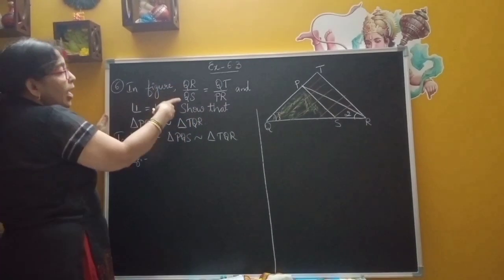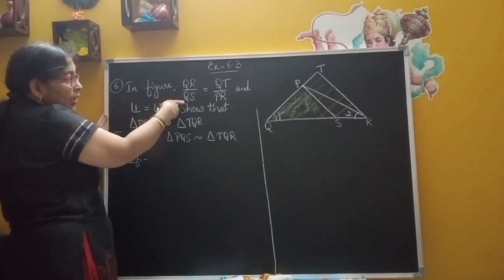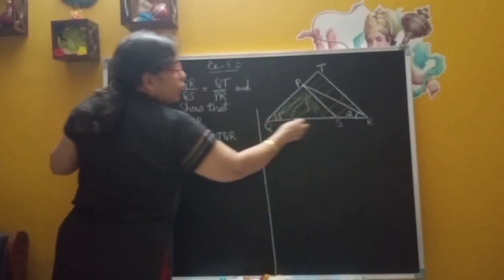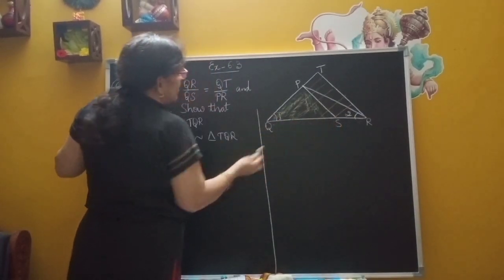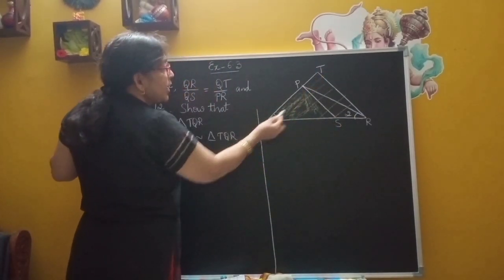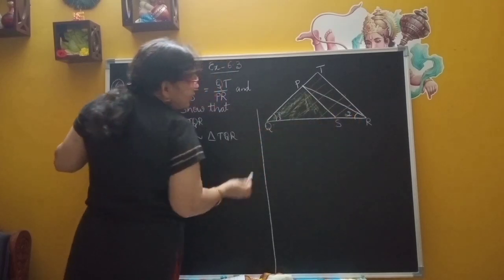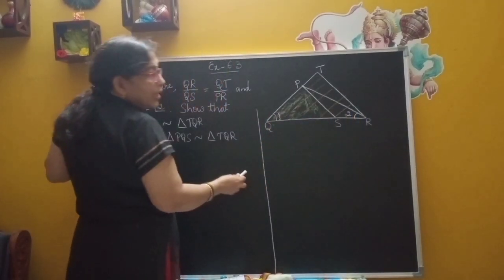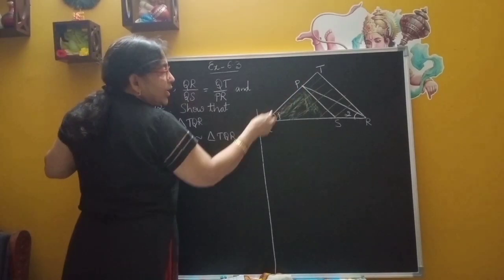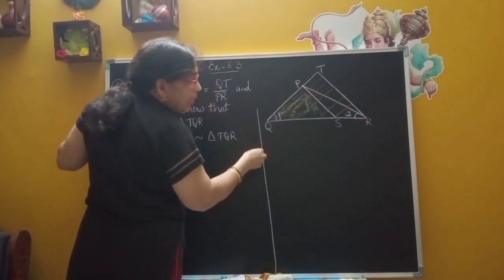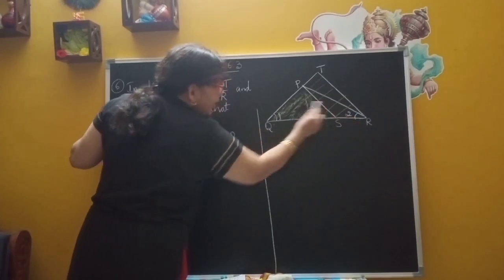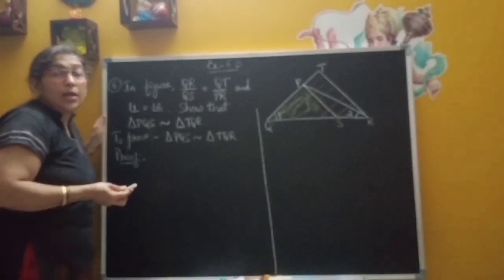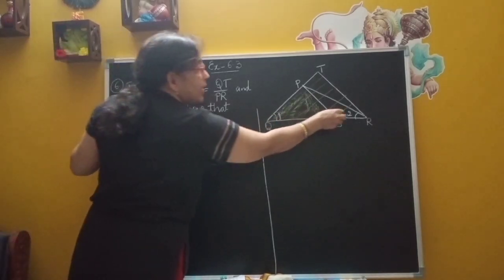QR by QS is equal to QT by PR, they have given. Okay, this QR by QS is equal to QT by PR and see the angles, angle 1 and angle 2. Both are in which triangle? It is the triangle PQR. If we take the inner triangle PQR, angle 1 and angle 2 are what type of angles? They are base angles. These two angles are equal.